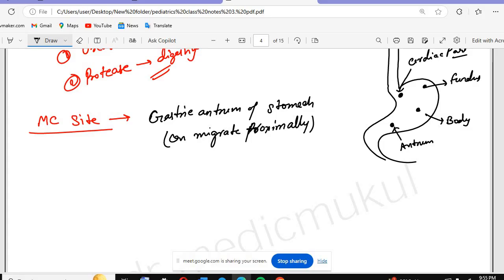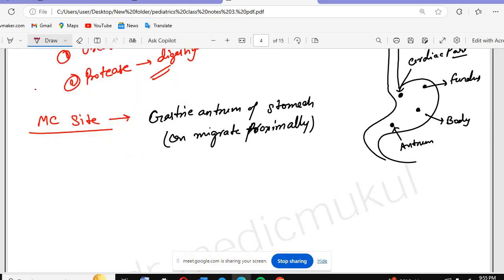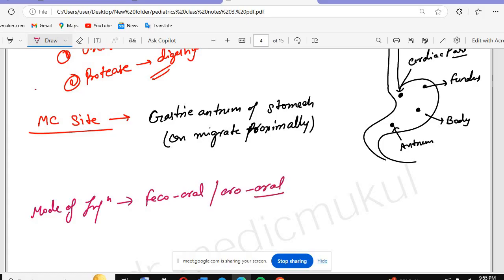And again, the mode of infection is similar to what we have discussed in the case of Shigella or Salmonella. Remember, the mode of infection would be the fecal-oral route, or we can say the oro-oral route. So they can spread through the fecal-oral route or the oro-oral route.